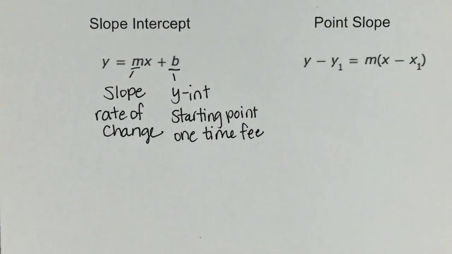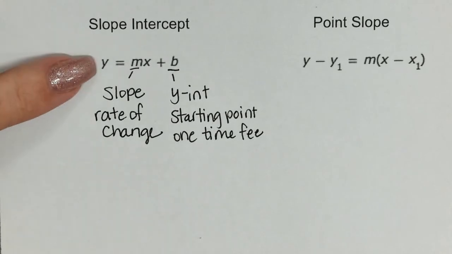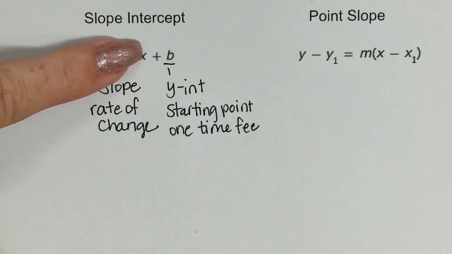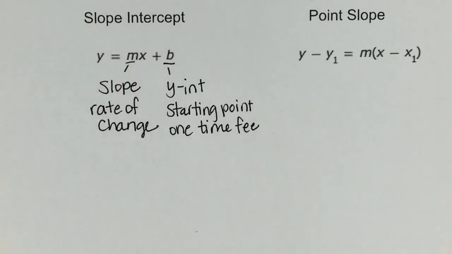Now, I did hear somebody say independent and dependent. The y is the dependent because it depends on the x for whatever you're going to get for y. So x is independent and y is dependent.